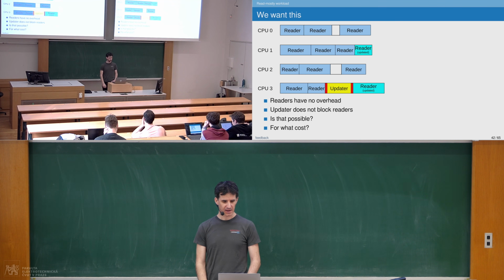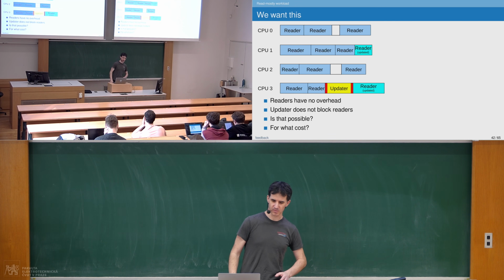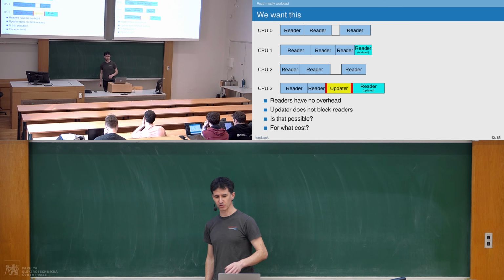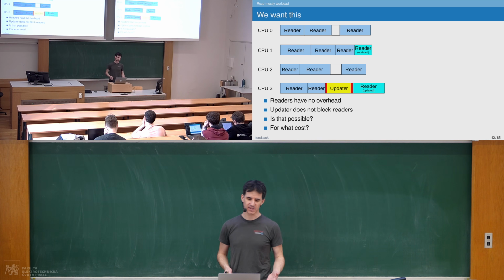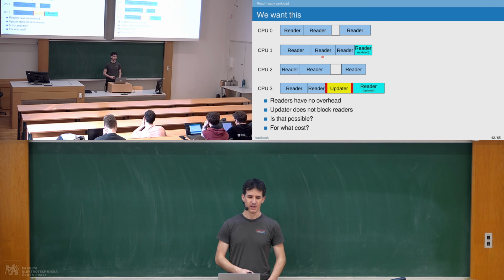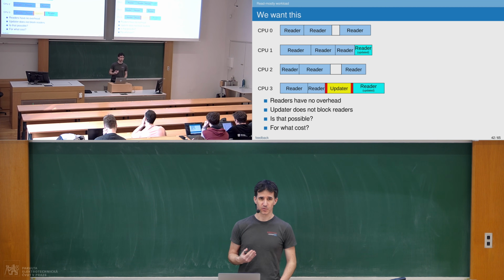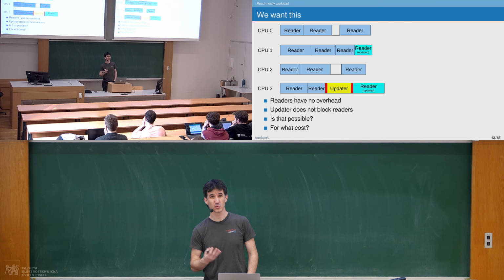color. Ideally, we would like to have something like this. It's a read-mostly workload, so we have many readers. We don't want to block them at all. We just don't want any overhead, any atomic instruction. We just want to read very efficiently. And if we are updating from time to time, we just want to update it without blocking the readers and so on.